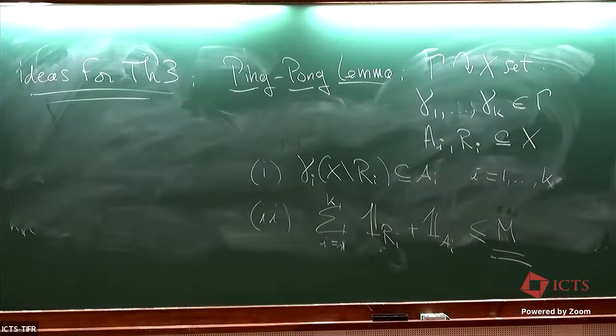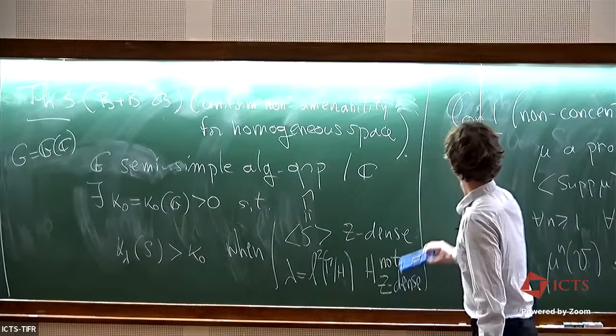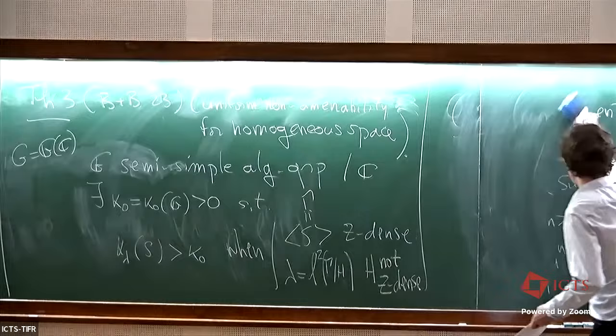And so this lemma will be applied to this situation, where there will be finitely many linear representations that show up, which correspond to conjugacy classes of maximal proper algebraic subgroups of G. So that's the geometric step.